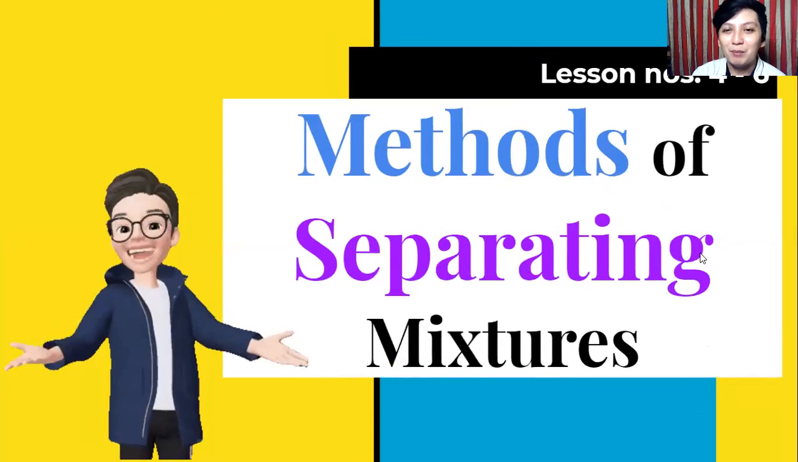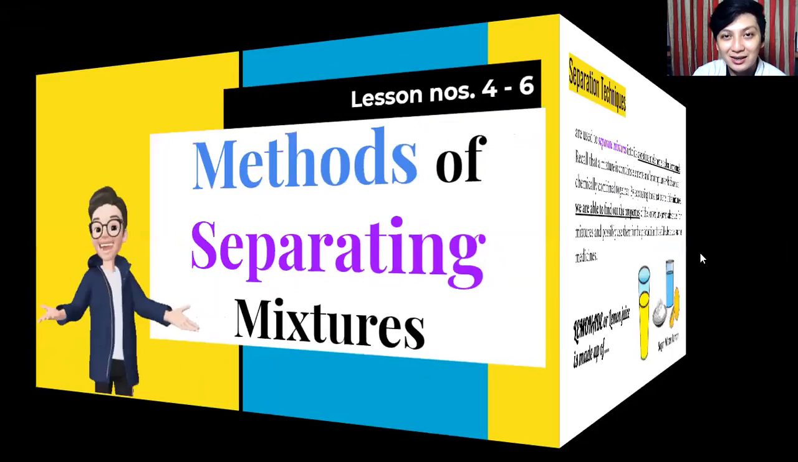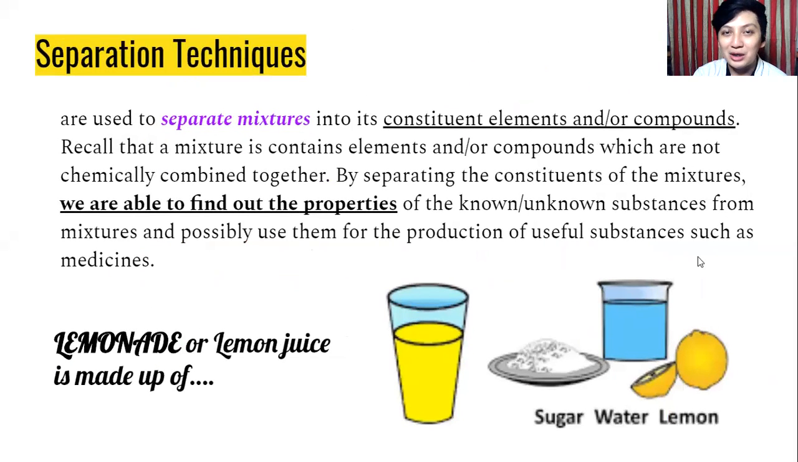So to start with, methods of separating mixtures is about separation techniques. These separation techniques are used to separate mixtures into its constituent elements or compounds. So if it is an element or if it is a compound, we are going to separate it from the mixture. We can recall that a mixture contains elements and or compounds which are not chemically combined together. Meaning to say, by physical means, ginamitan mo lang ng kamay or pinaghalo mo lang sila by physical means, yun. That is mixture.